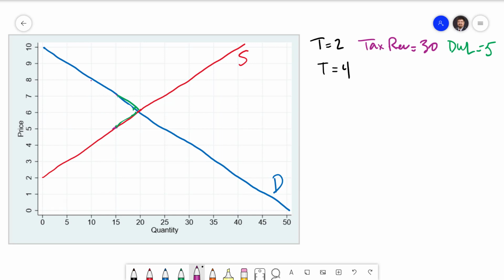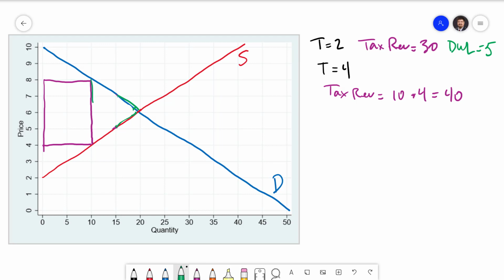Our new tax wedge will have a length of 4 and will fit in right here, which makes our tax revenue this box right here. This will have an area of 10 times 4, which is 40. You can see that's gone up from when the tax was 2. And our deadweight loss will be this whole triangle here. That's going to have an area of base of 4 times a height of 10. Divide that by 2, we get 20.